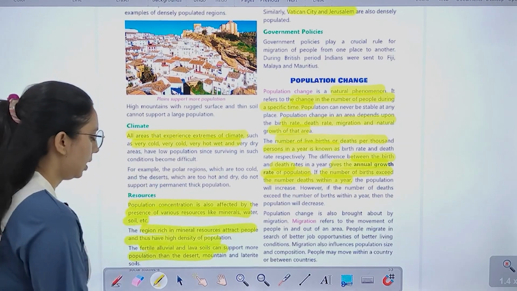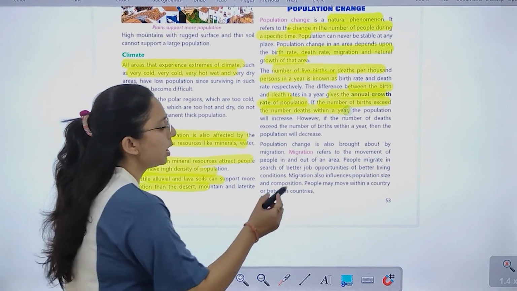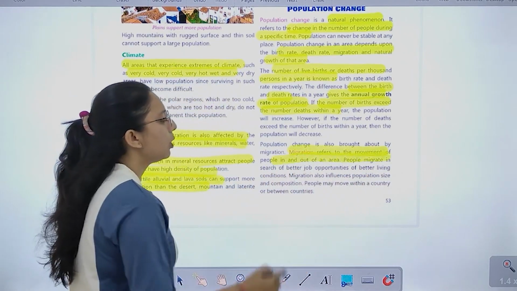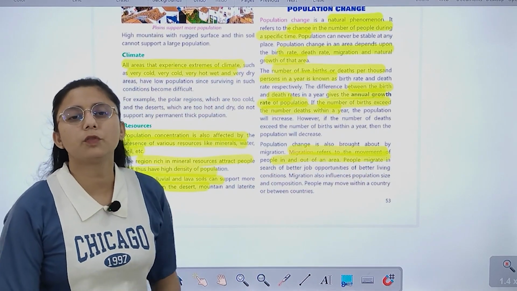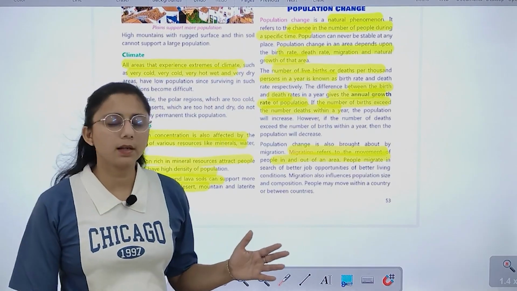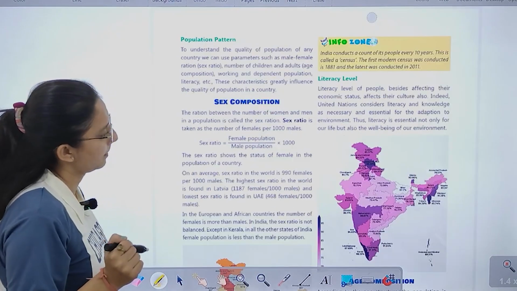आपकी increase होगी. Population change is also brought about by migration. Migration क्या होता है? It refers to movement. जब लोग एक प्लेस से दूसरे प्लेस माइग्रेट करते हैं फॉर बेटर जॉब अपॉर्चुनिटीज, फॉर एजुकेशन, राइट, एंड इन्फ्लुएंस ऑफ पॉपुलेशन, दैट इज कॉल्ड माइग्रेशन.